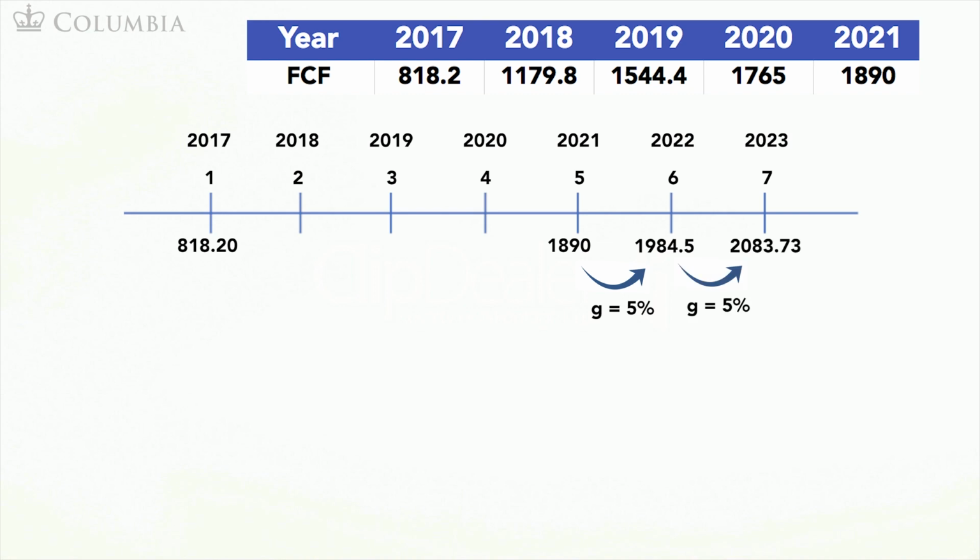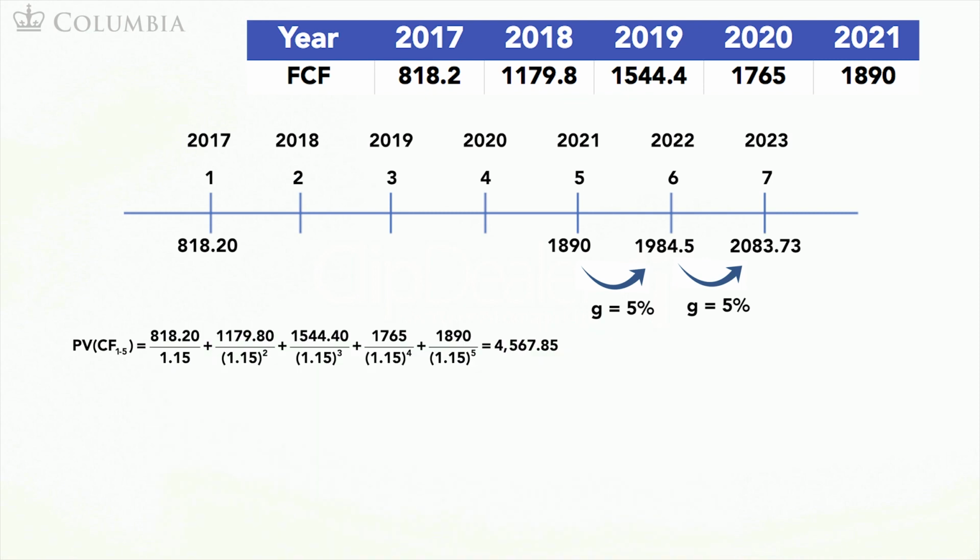We value the cash flows in year 1 to 5 by taking their present value individually. This is the formula to do this, or you can do it in Excel, as we've learned before. The present value of the first 5 cash flows is 4,567.85. How do we compute the present value of the free cash flows from year 6 on?